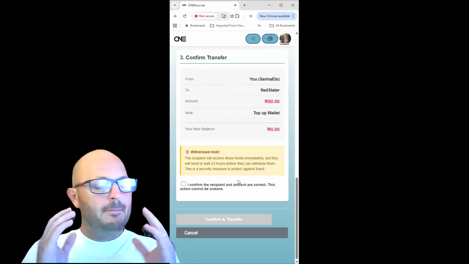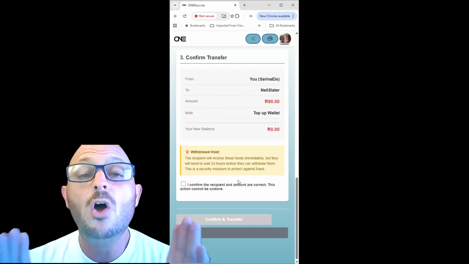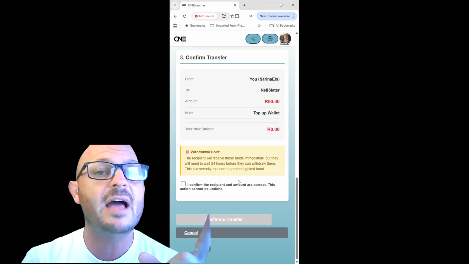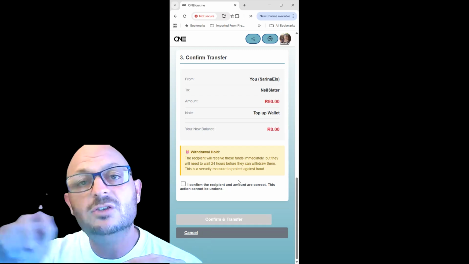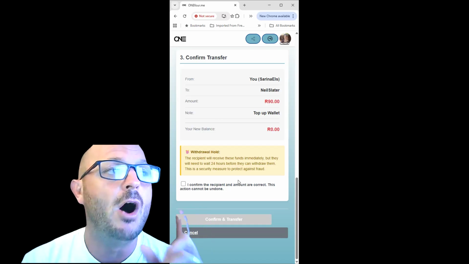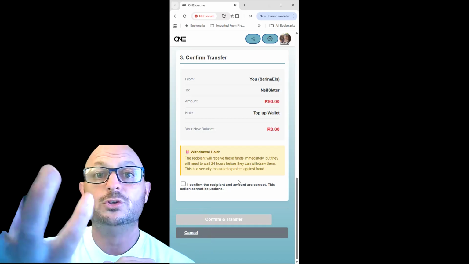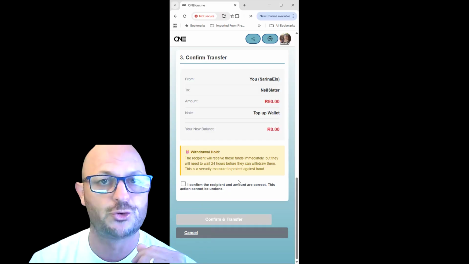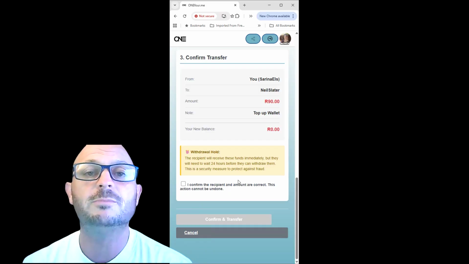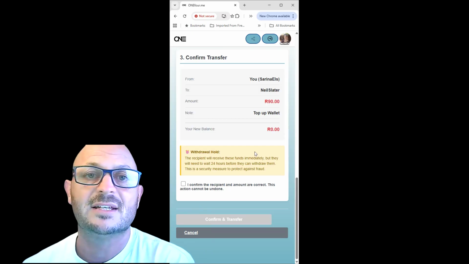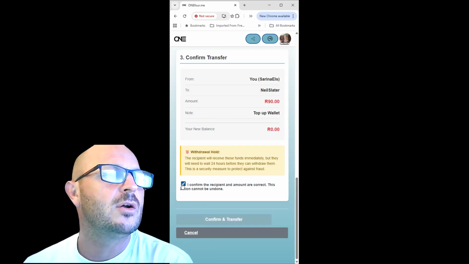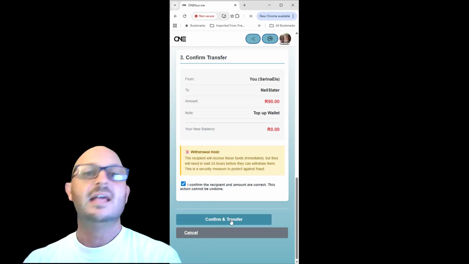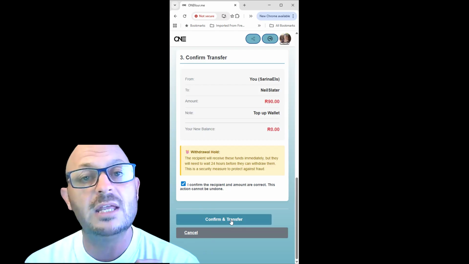So money can be transferred at any time. There is no hold on transferring money from one wallet to another. So I can transfer that money now into Neil's account. Neil can transfer that money into another account straight away. There's no hold. But the hold comes when I want to withdraw the money into my bank account. If I physically want to draw that money, then there will first be a 24-hour hold. Once I say confirm, the confirm and transfer button is enabled. Then as soon as I click that, that money will be transferred from the one wallet to the next one.